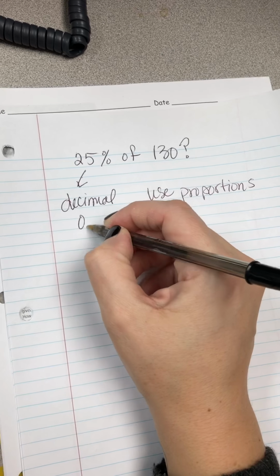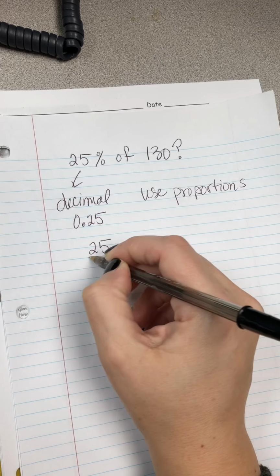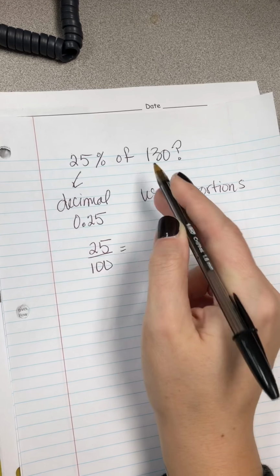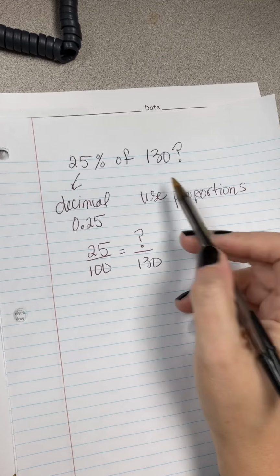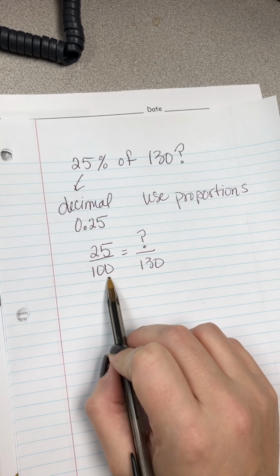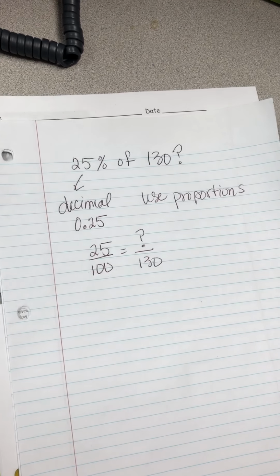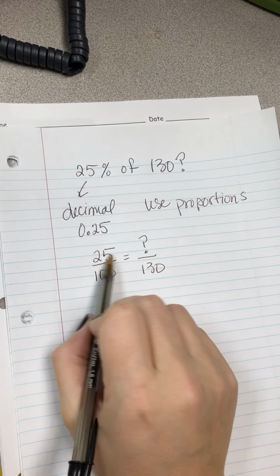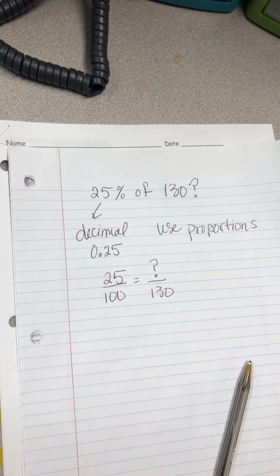So 25% as a decimal, 0 and 25 hundredths. 25 hundredths is equal to some number out of 130. And we put 130 on the bottom because that's the total. So 25 out of 100 is 25%. That's the total. So we have to make sure things match up. So now you cross multiply and divide. So you could do 25 times 130 divided by 100.